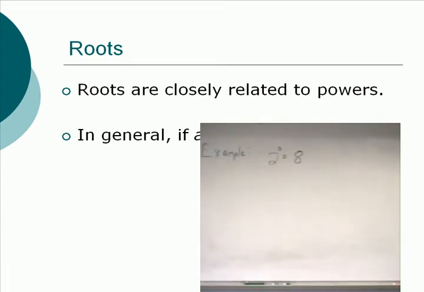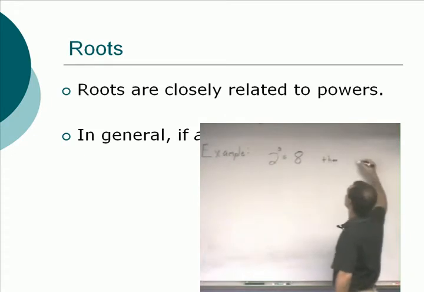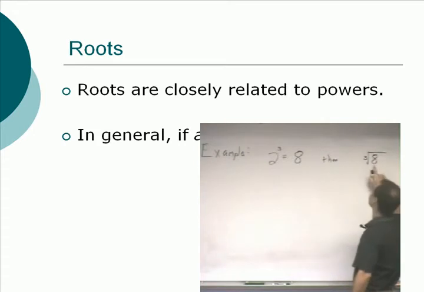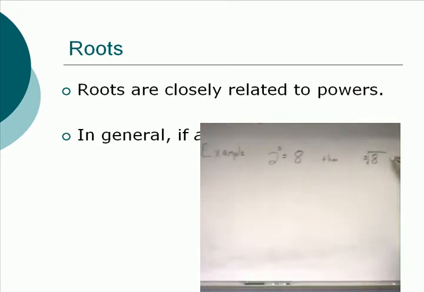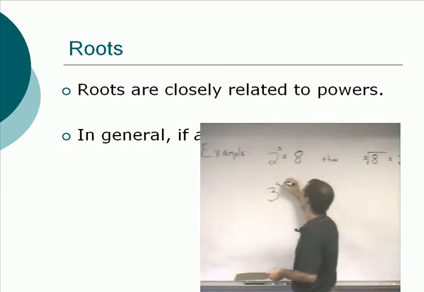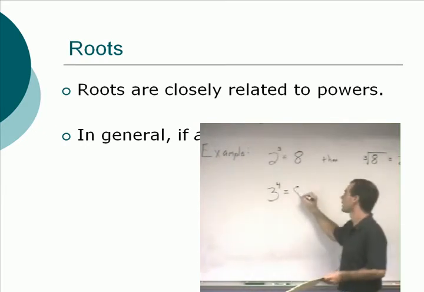Do you agree that 2 to the third power is equal to 8? 2 times 2 times 2 is definitely 8. Therefore, we can say that the cube root of 8 is 2. Or here's another one. 3 to the fourth is 81.